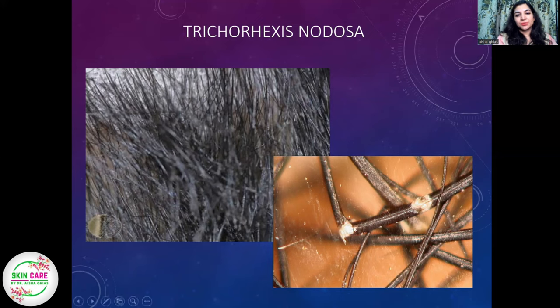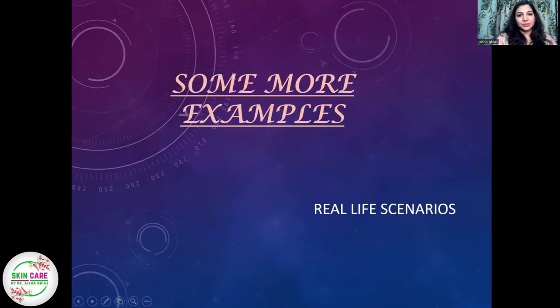This is the breakage of the hair because of traumatic procedures. So this is called trichorrhexis nodosa, the nodular thickening of the hair somewhere leading to fracture of the hair. This is diagnostic of trichorrhexis nodosa. All right. So some more examples, real life scenarios, my own patients of trichoscopy.